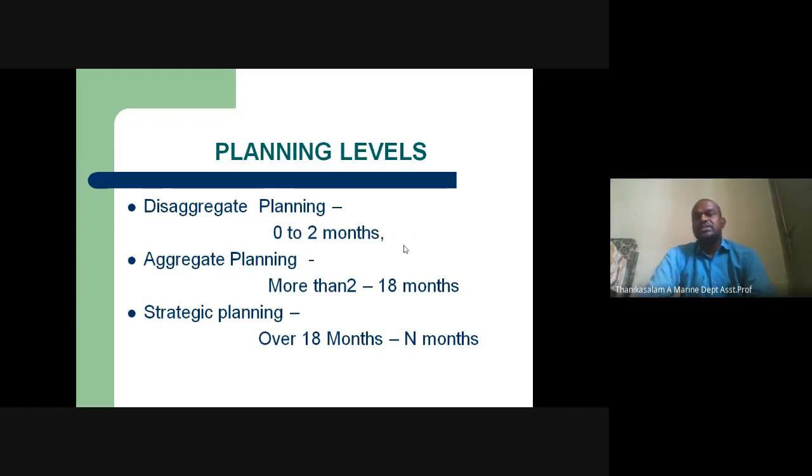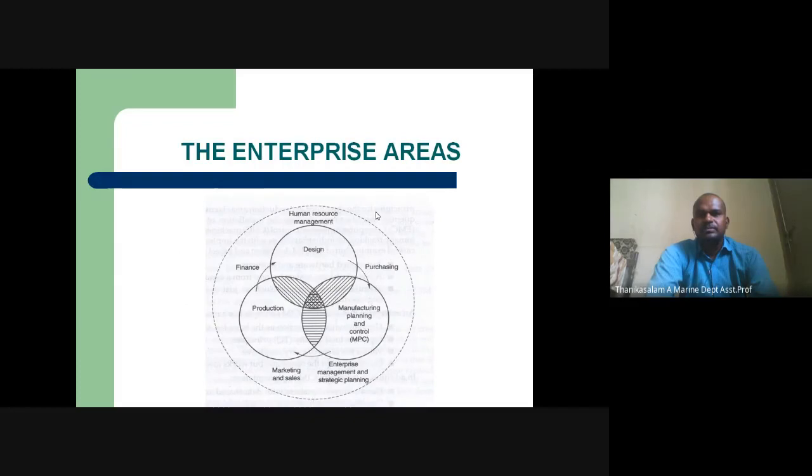Strategy planning. This is strategy planning for all industries nowadays. Strategy planning is required for over 1.5 years. How many employees are needed? What are the products available in the market? Who are the competitors? Will any new innovation methods come? That is called strategic planning. If you want to plan for more than 18 months, we do strategic planning. Aggregate planning, 2 to 18 months. Disaggregate planning, 0 to 2 months.